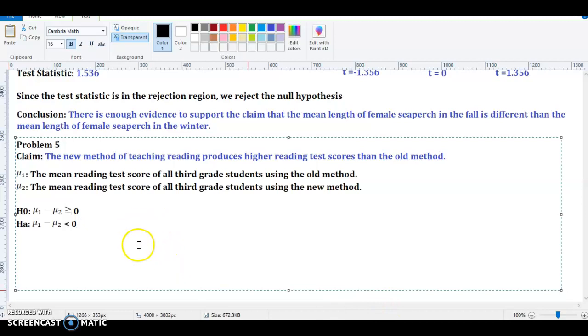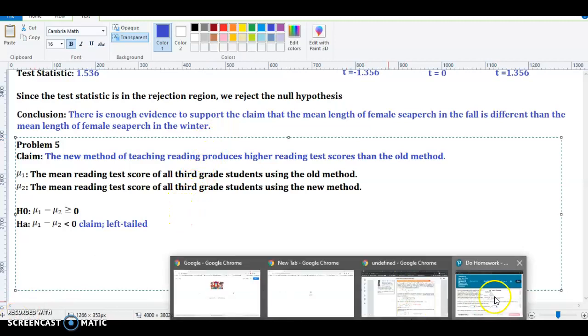And of course the claim would be the alternative hypothesis, where we assume that the mean reading test score in the first group is lower than the mean reading test score in the second group, which is using the new method. So the claim is the alternative hypothesis. Because the less than symbol is being used, this is what's called a left tail test, which means that the rejection region of the test will be in the left tail of the probability distribution. But let's go ahead and answer the questions here.